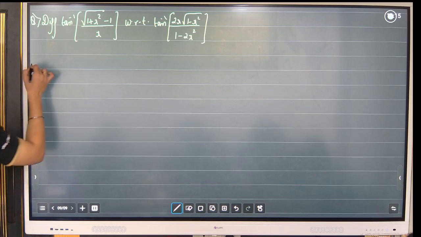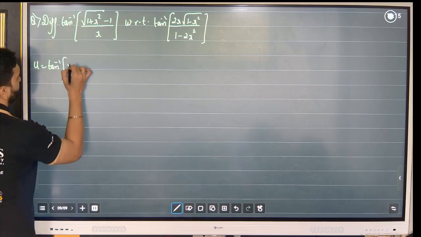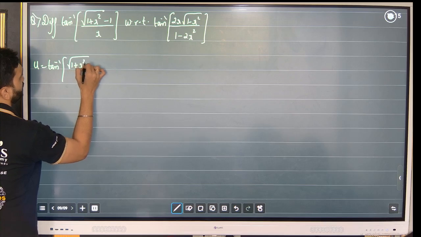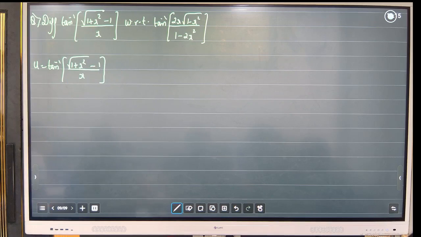Let's take u. u is equal to tan inverse of under root of 1 plus x square minus 1 upon x. What would be the substitution?